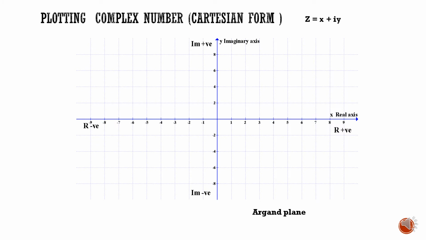The Argand plane has two axes. One is the x-axis and another one is the y-axis. The x-axis takes the values of the real part and the y-axis takes the values of the imaginary part. This is your real positive side, this is your real negative side, this is the imaginary positive side, and this is your imaginary negative side. We are going to plot the points as we plot in an ordinary graph.